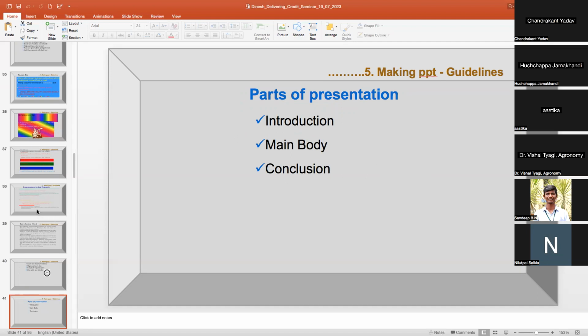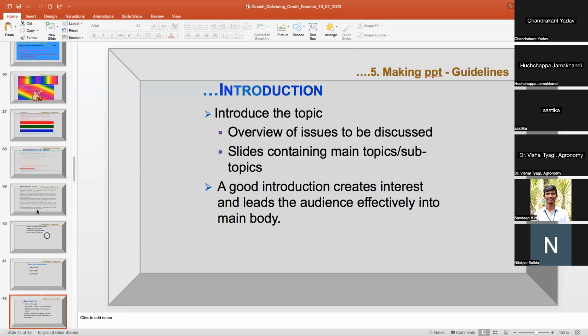The introduction part is your background part, which I've shown you much earlier. Background, and then you need to go to the main body part, and finally the conclusion. In all these presentations, particularly in the main body, you are... now let us see the introduction part.